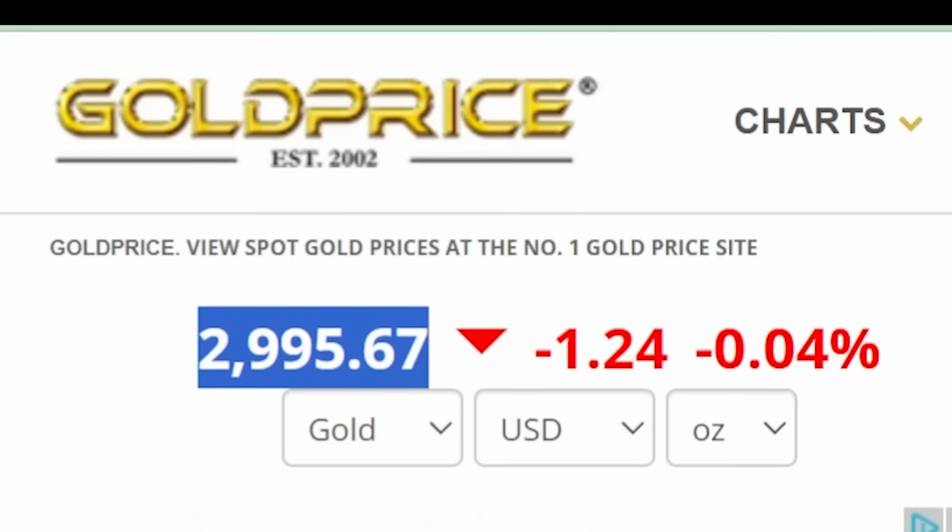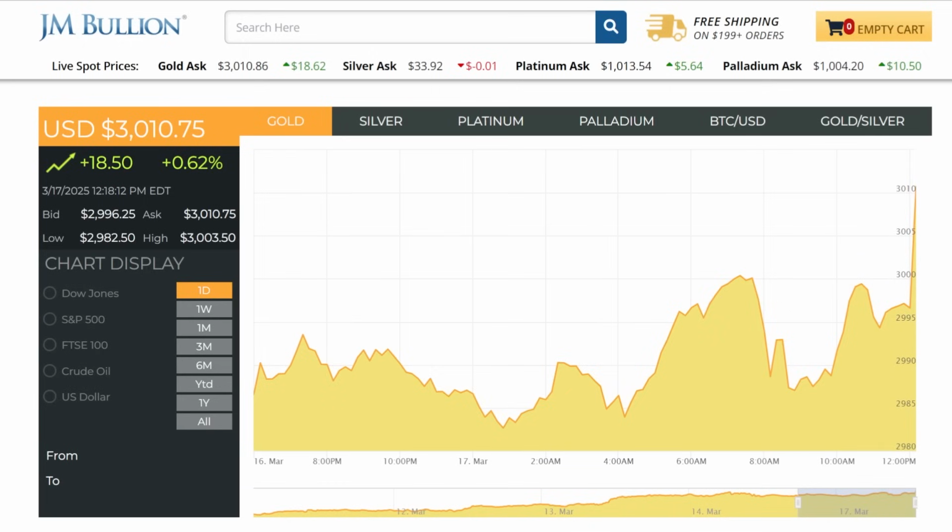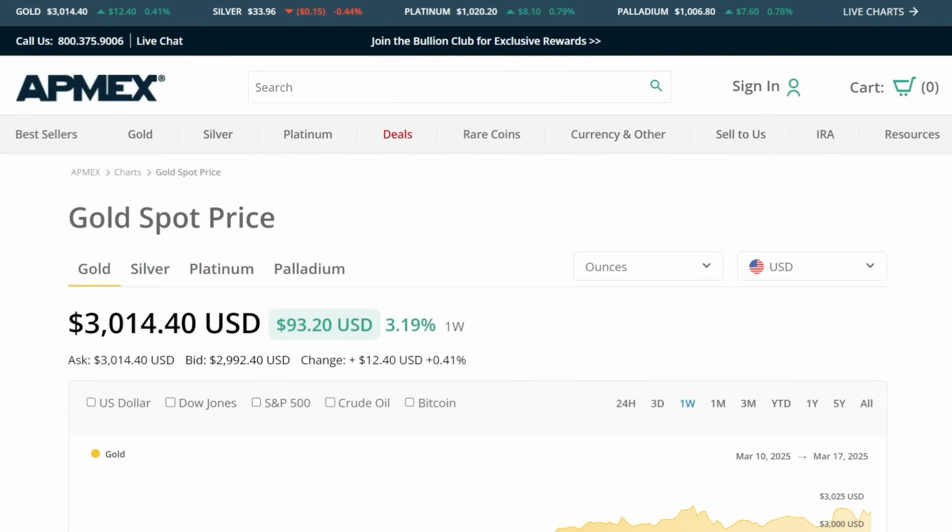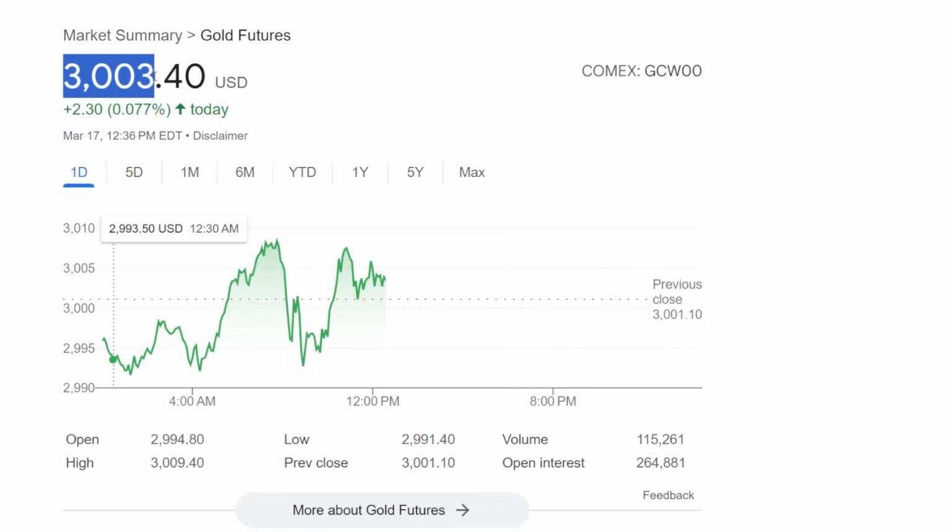$2,995. Let's look at some other dealers though. JM Bullion has gold at $3,010 an ounce. Okay, that's over $3,000. And APMEX is sitting at $3,014. Okay, so surely gold went over $3,000, right? Gold futures are listed at just over $3,000 an ounce, but these are not the same thing as spot price.